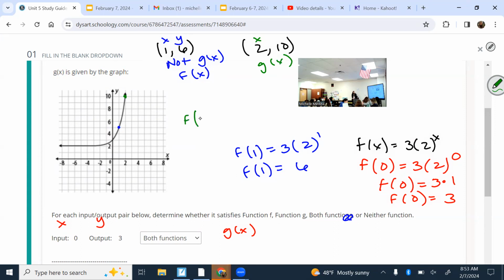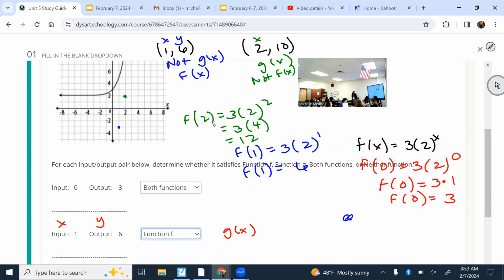So if I plug in a 2, see what it gives you. What's 2 squared? 4. And what's 3 times 4? 12, which is not 10. Right? So this one is just G of X, not F of X.